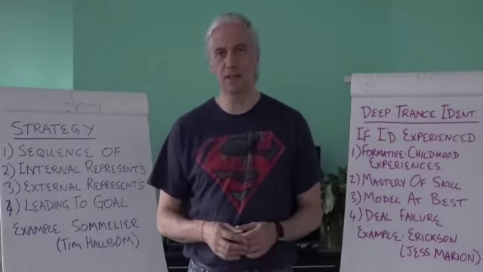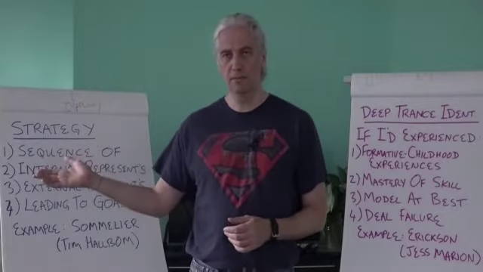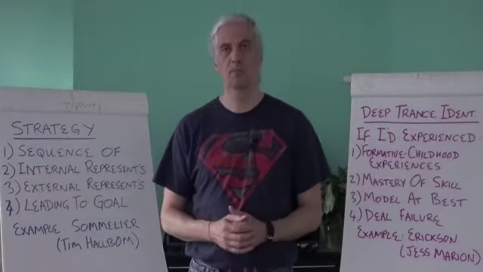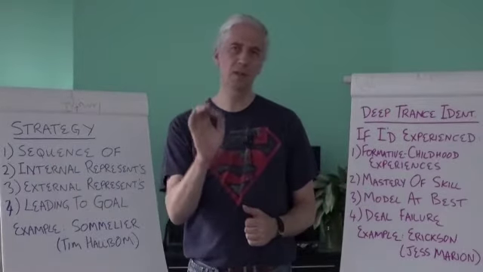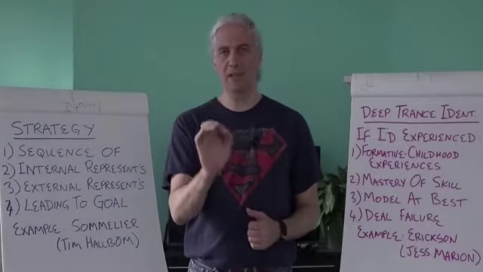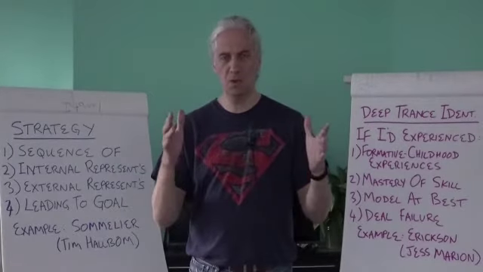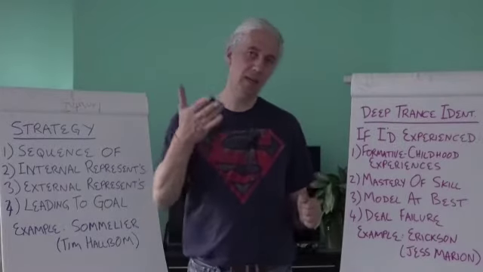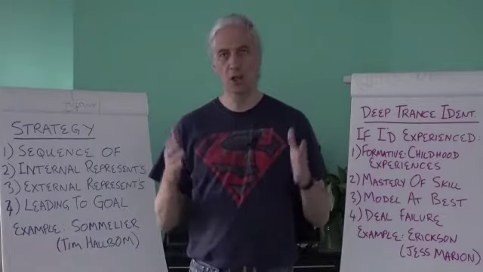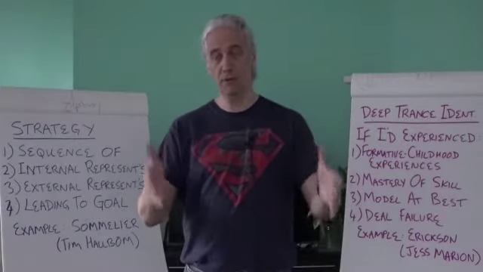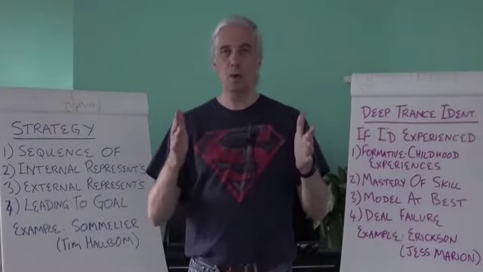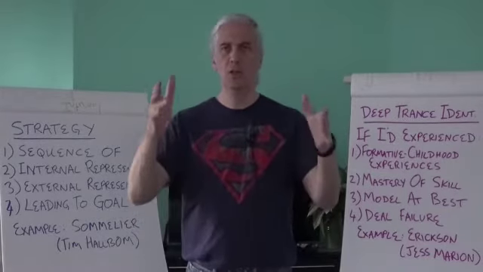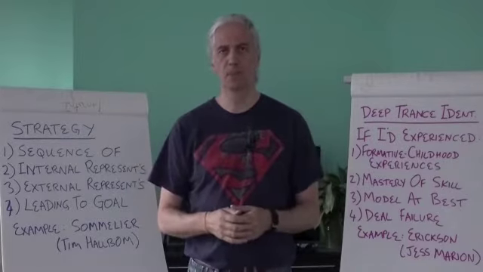What are the similarities and the differences between modeling in the NLP sense on one hand and deep trance identification on the other? Well, modeling principally looks at the model performing at their best. So this may be someone who's really expert at something, such as wine tasting, or it could actually be a client. If you're in the coaching context, your client does their problem really well. So when we model someone at their best, we're looking principally for the strategy they use to do that thing extremely well. What do we mean by a strategy?